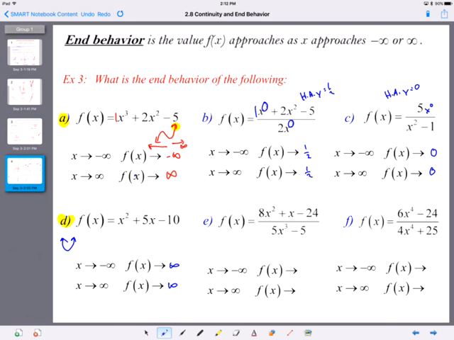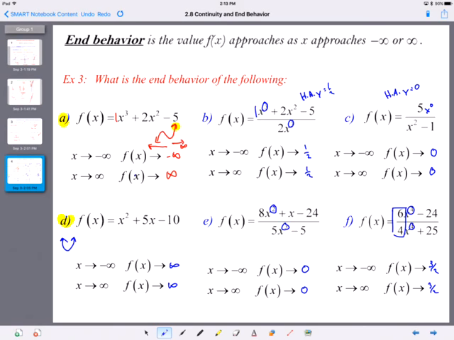On E, the degree is smaller on top again, so therefore the horizontal asymptote is y equals 0, which means the end behavior is also 0. And then on the last one, the degrees are the same, so you take the leading coefficients, which is 6/4, and your horizontal asymptote will be at y equals 3/2. Once again, the end behavior then will be at 3/2.